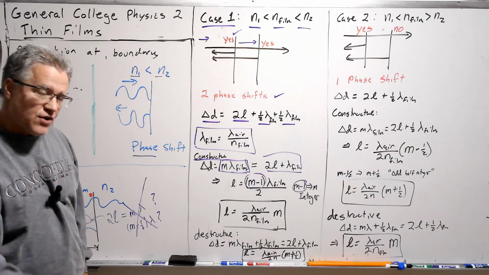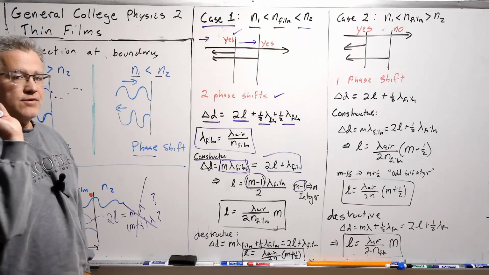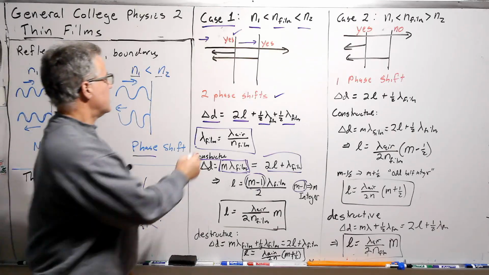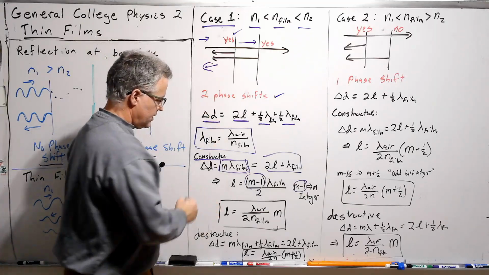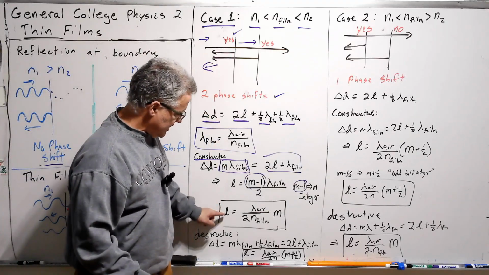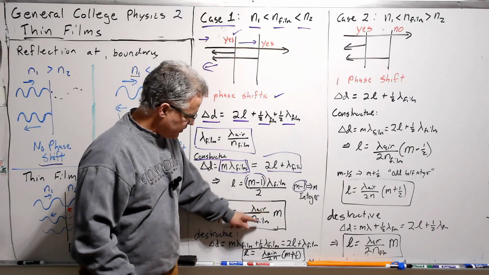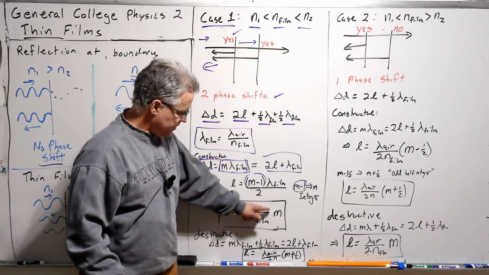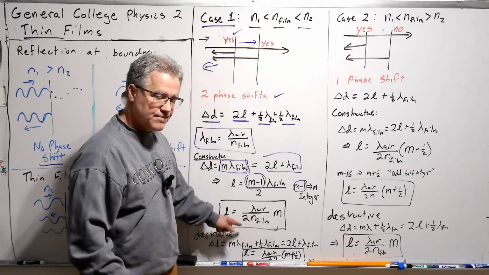If we want constructive interference in the reflected light here, we would try to choose a length that is equal to some integer of this fraction here.